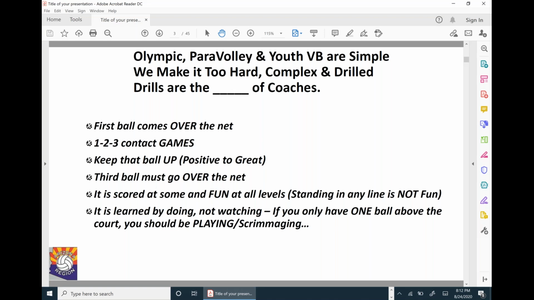And then we partner peppered, where I'd spike at Eric and he'd dig the ball back to me, and then I'd spike at Eric again and he'd dig the ball back to me. And then we did passing games and we did all these things. And sometimes it was a half hour until a ball went over the net. That, again, was one of the biggest mistakes.